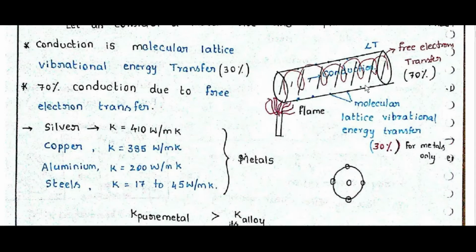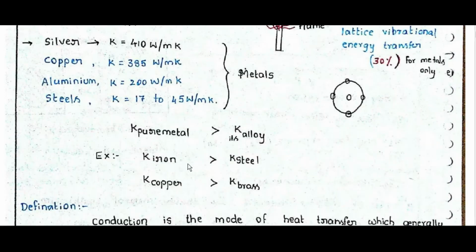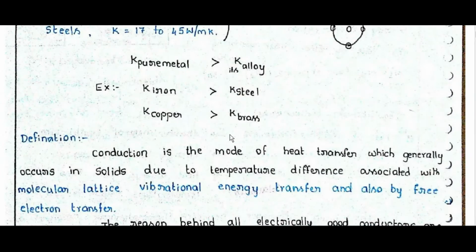From the flame, free electron transfer occurs inside like this. Molecular lattice vibration is 30%. K of a pure metal is greater than K of its alloys. K of iron is greater than K of steel. K of copper is greater than K of brass. Brass is an alloy of copper and zinc.